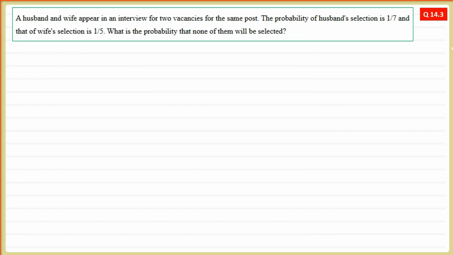Now the same scenario, as I said, the background is same. Now we have to find the probability that none of them will be selected. This means neither H nor W. H bar intersection W bar, or H complement intersection W complement. This is the simplest thing which is to be done in this question. So probability of H being selected, probability of W being selected, and when they are not selected, it's simply H bar and W bar.